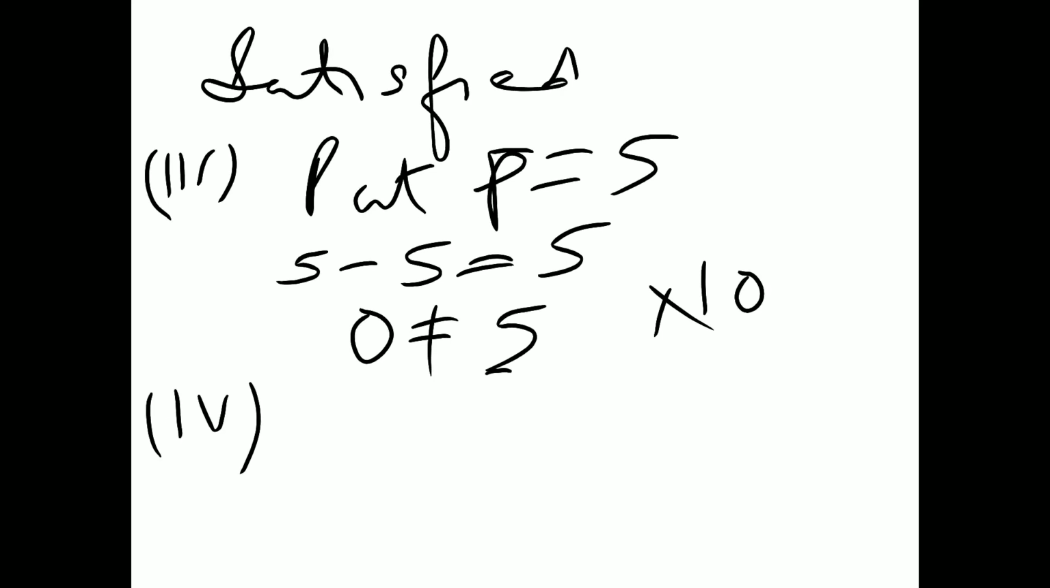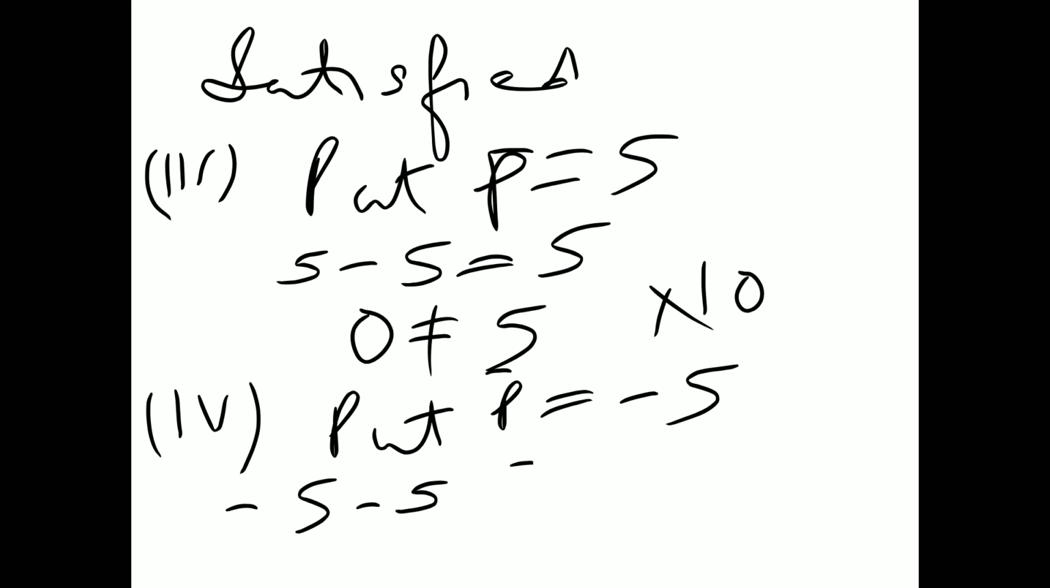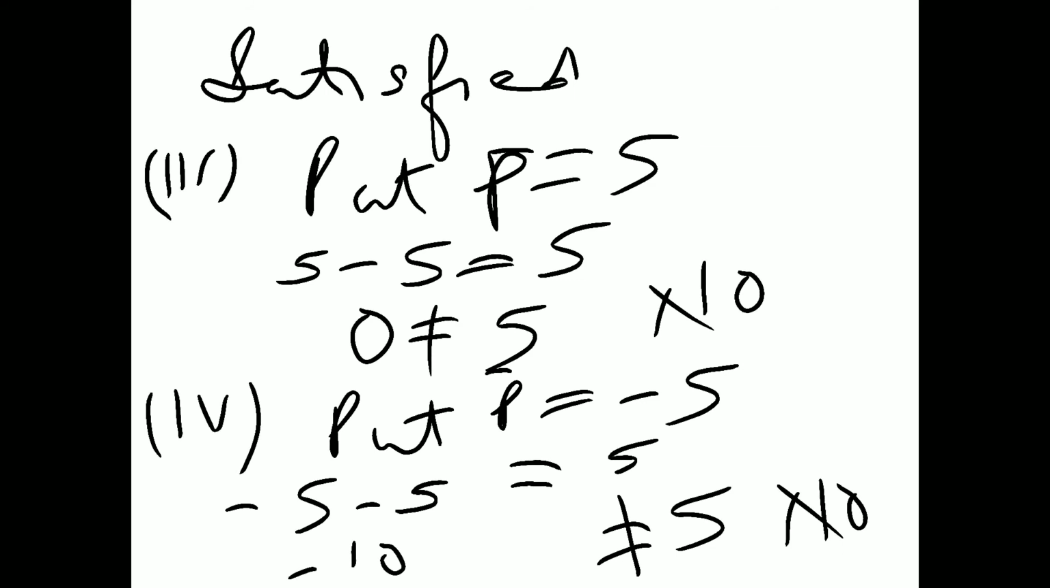Fourth one, in this you have to put minus 5. Put P is equals to minus 5. Minus 5, it should equal 5. When both are having same sign, so we will do plus, but the sign of negative will come. Is minus 10 equals to 5? No. So only one solution we got, that is of 10. So 10 satisfied the equation. Clear?